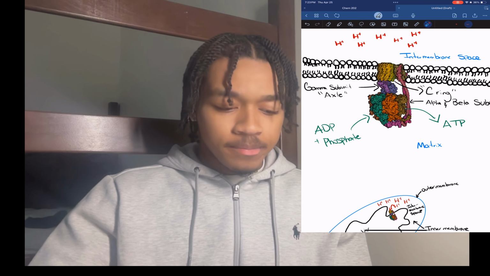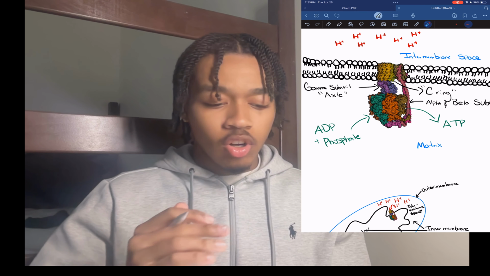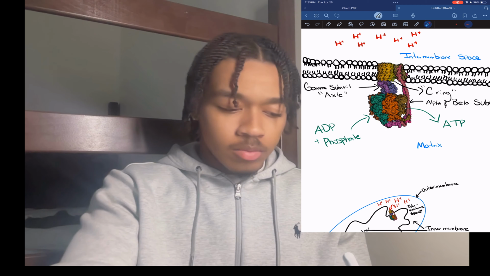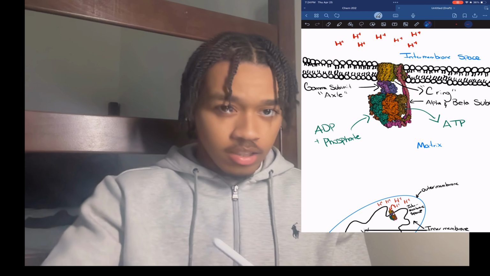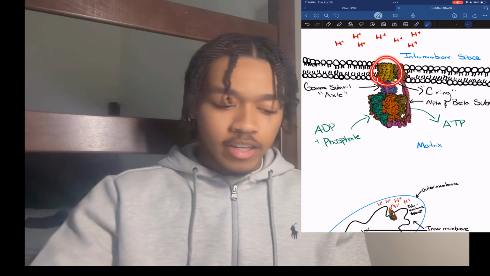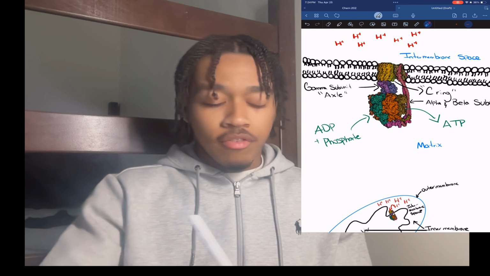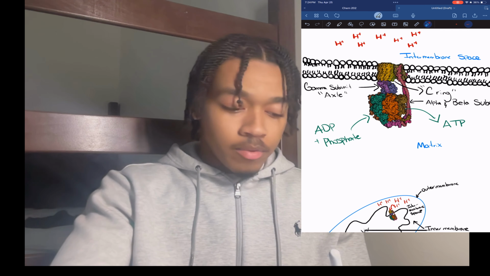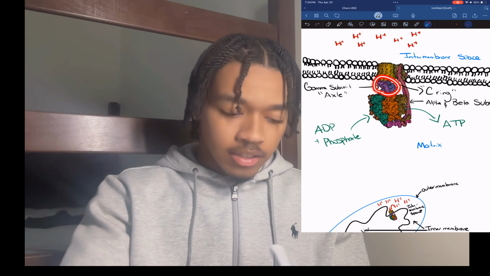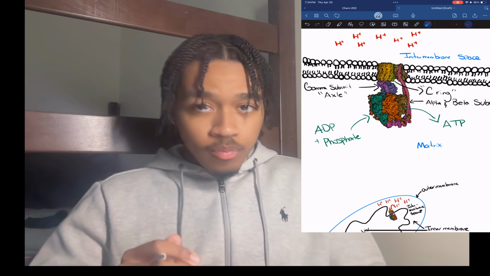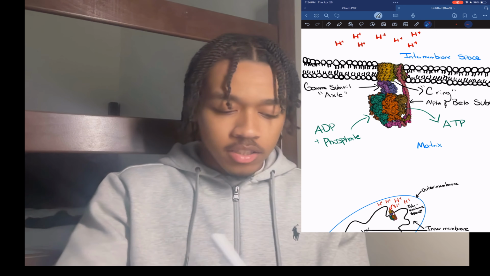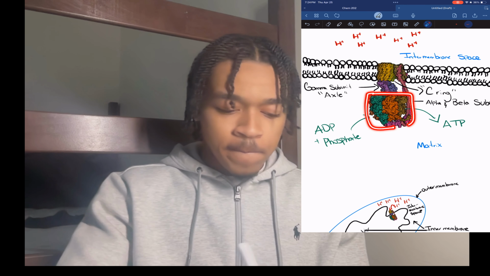And that movement causes our C ring to also rotate, which is turning electrochemical energy in terms of the gradient, high concentration, low concentration, into mechanical energy by moving our C ring, which is right here. So if our C ring moves, our gamma subunit, which is also called the axle, also moves because they're connected. This movement opens and closes our alpha and beta subunits, which are right here.